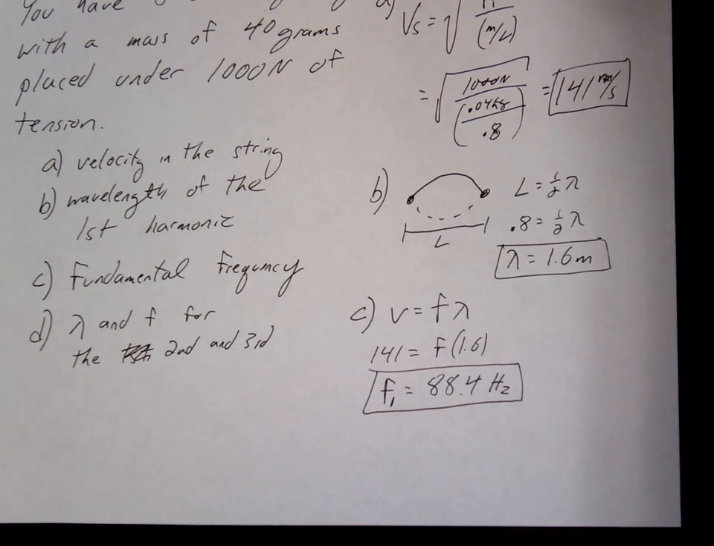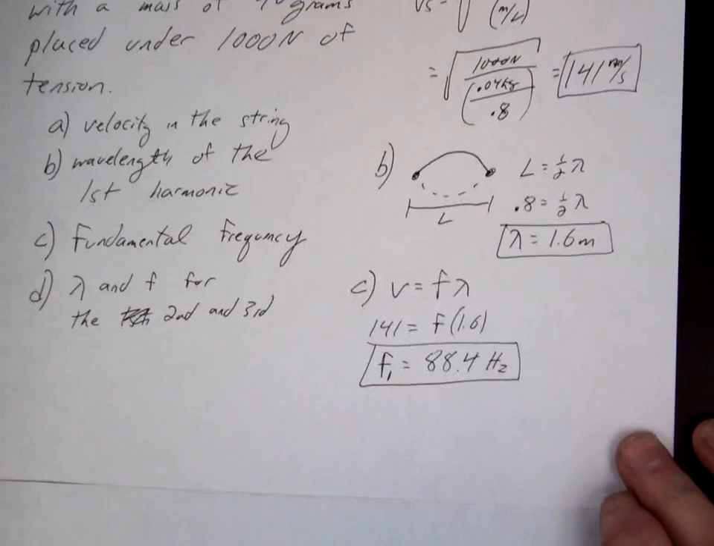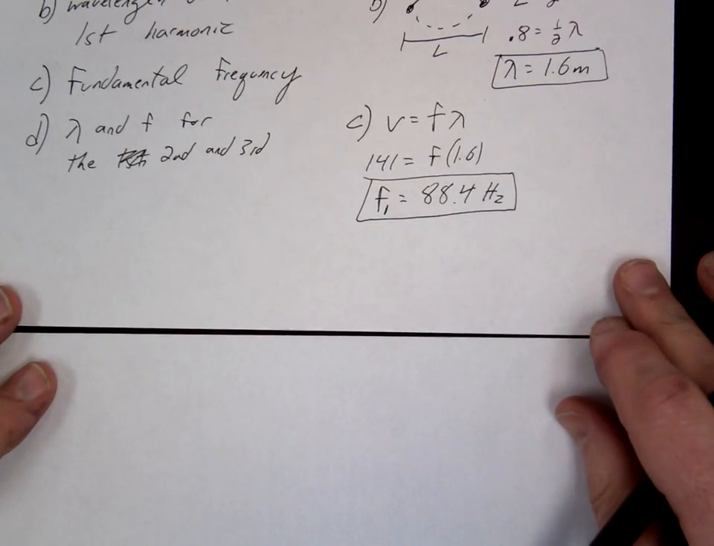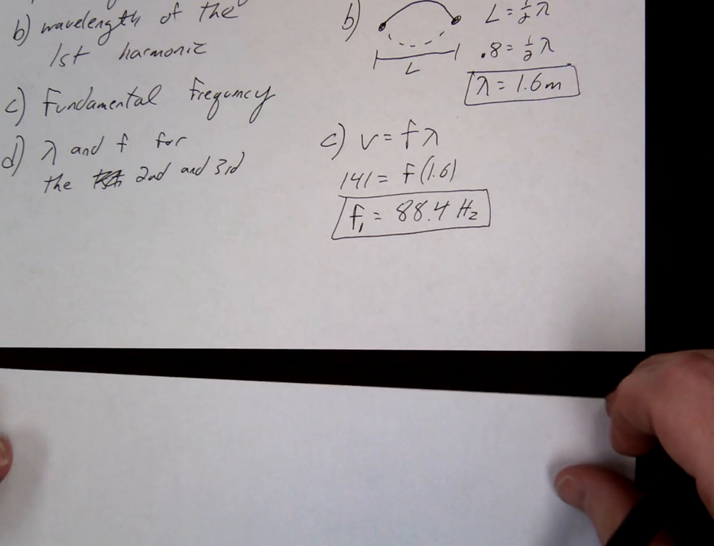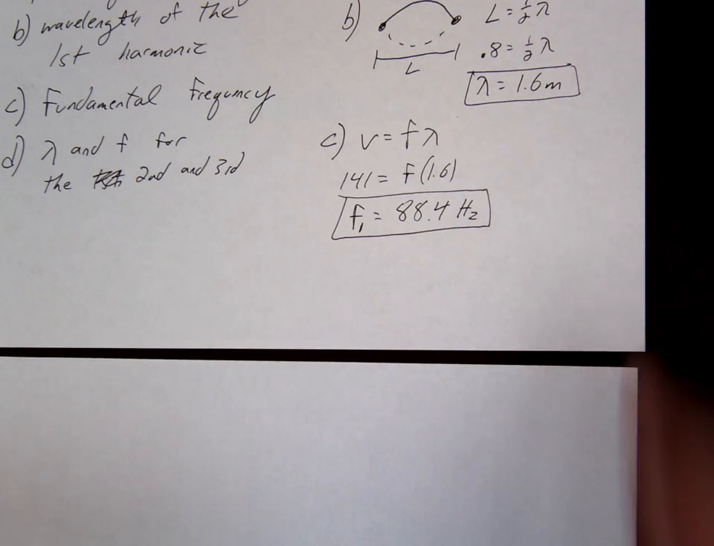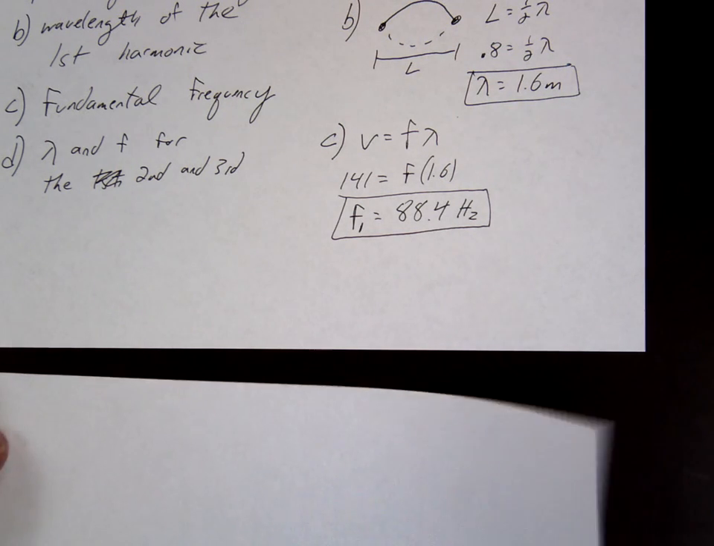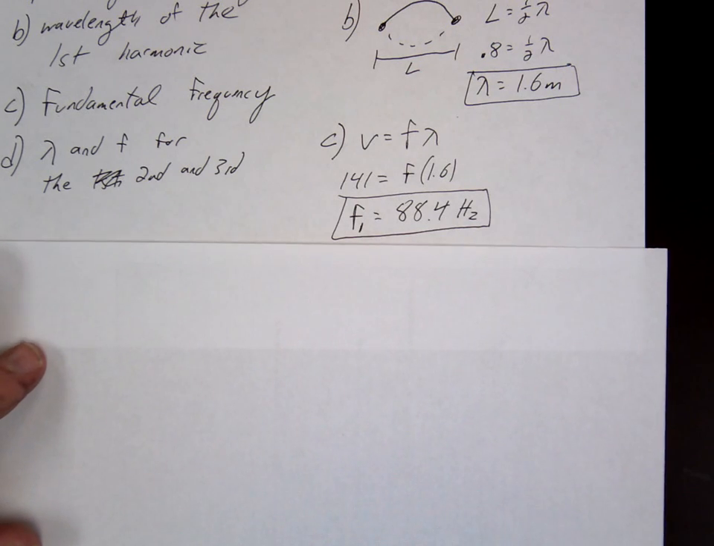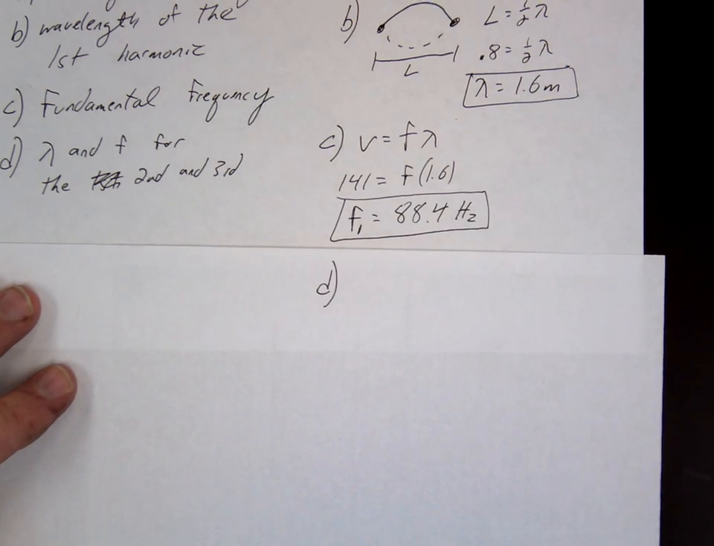So letter D. We're just going to repeat for the other harmonics. Notice which variable is going to stay the same. The velocity, yeah. That's just the speed down the string. That's not going to change for the different harmonics. The length is the same. The wavelength is what's changing, and the frequency is what's changing.